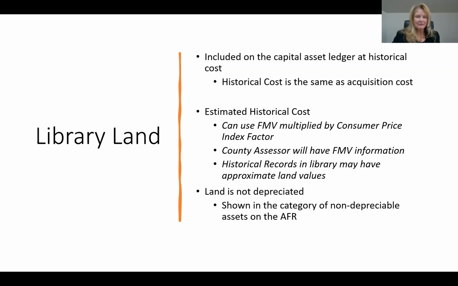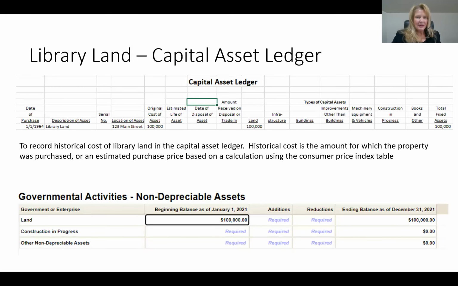I think they should have that information. You might have historical records at the library that have approximate land values. So you will need to do some estimating there. Land is not depreciated because it has an indefinite useful life. So you're going to show that in that very first category on the AFR of non-depreciable assets. So we'll take a look on the next slide at how that looks in your capital asset ledger.